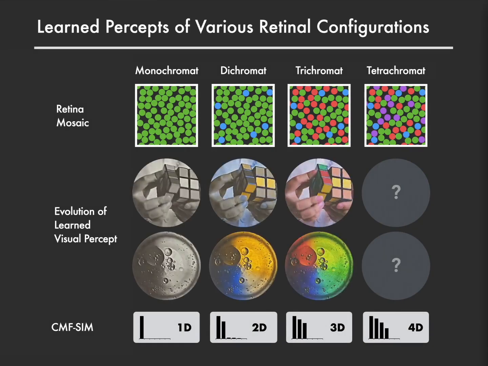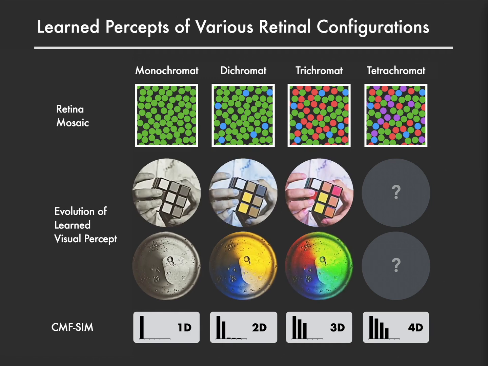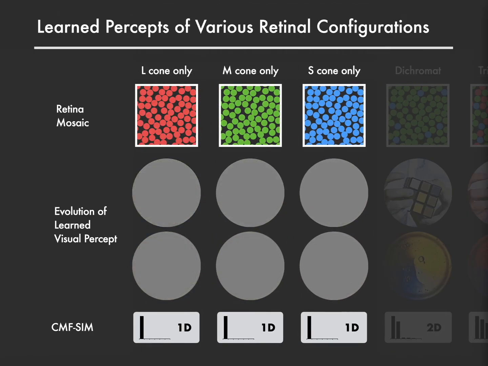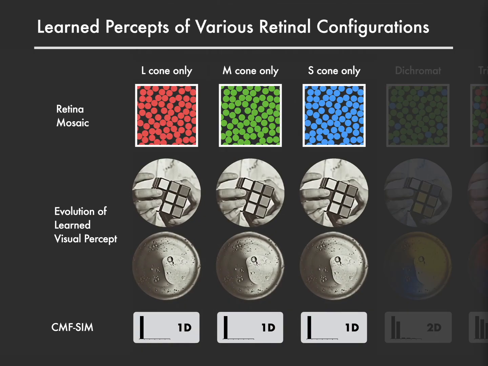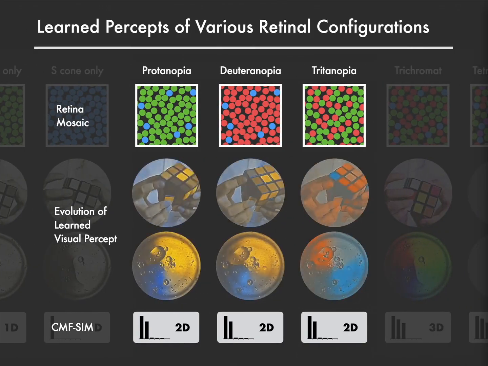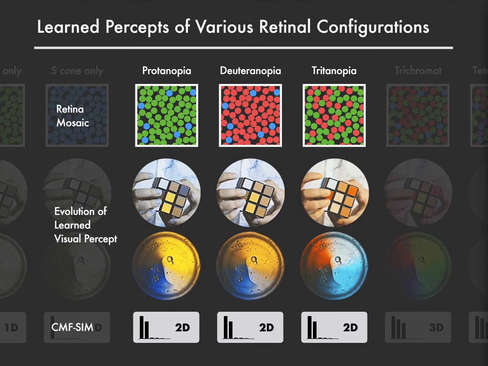Finally, let us end this supplement by showing you some of the results in motion. Here, we show the progression of the learned visual percept. And as we saw earlier, it converges to 1, 2, 3, and 4D color vision for mono, di, tri, and tetrachromat retina models. We simulate variations of monochromatic retina, L only, M only, and S only. They all converge to 1D color vision. What about dichromatic cases? Protanopia and deuteranopia show blue-yellow hues, and it's teal and pink for tritanopia, and they all converge to 2D color vision.